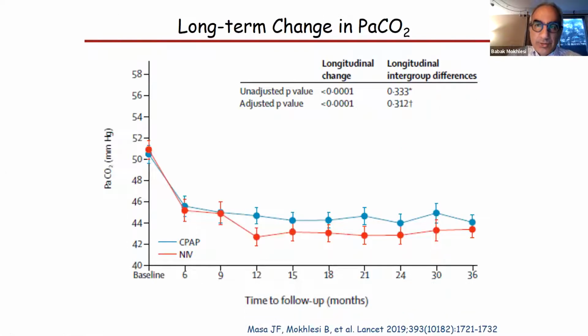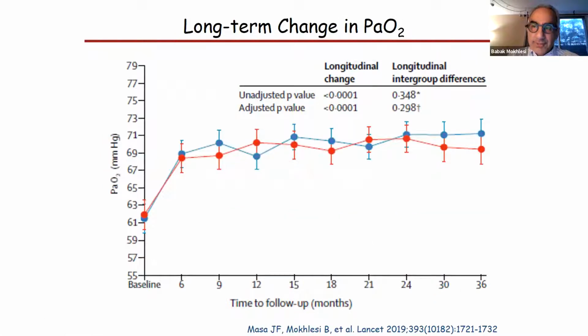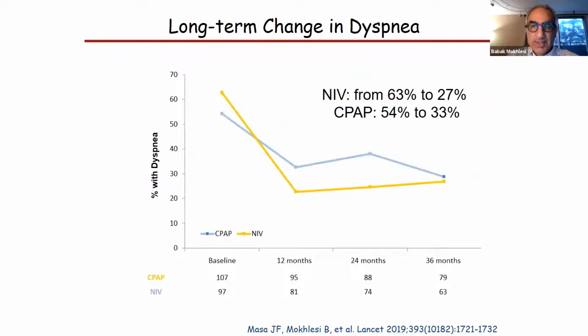And here's longitudinal changes in PCO2 at baseline and over time between the two groups. Again, both groups improved significantly, but no significant difference between the groups. This is the improvement in oxygen. As your ventilation gets better, one expects the CO2 to get better and the O2 to get better as well. You can see that both improve significantly, but no difference between CPAP and NIV. And again, NIV here is volume targeted pressure support.